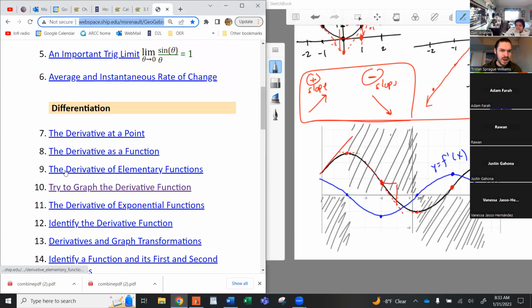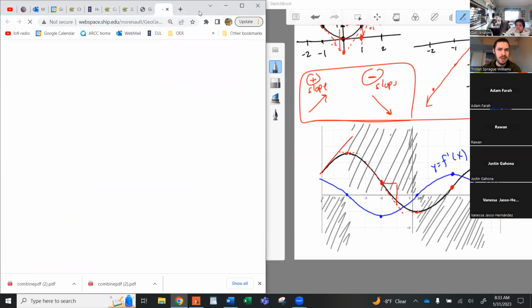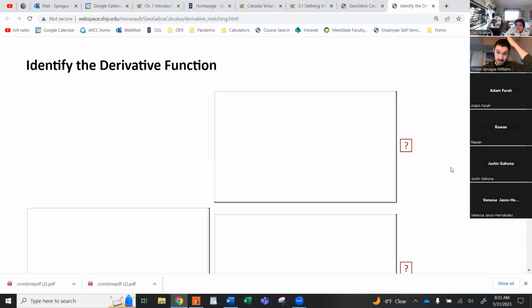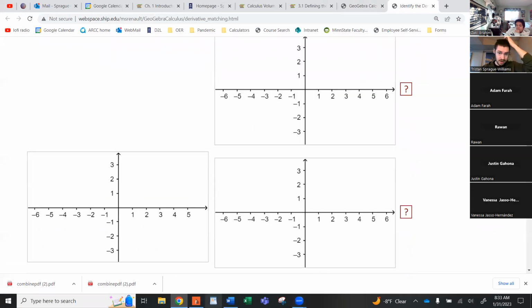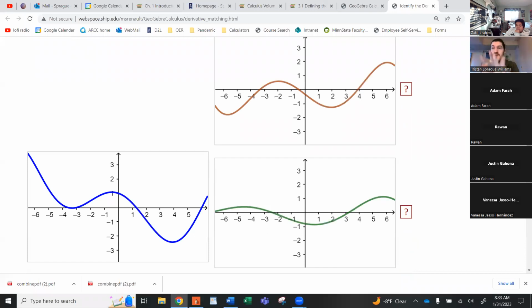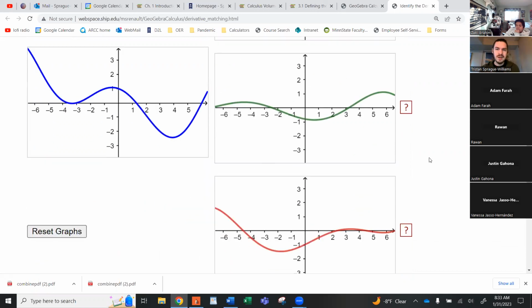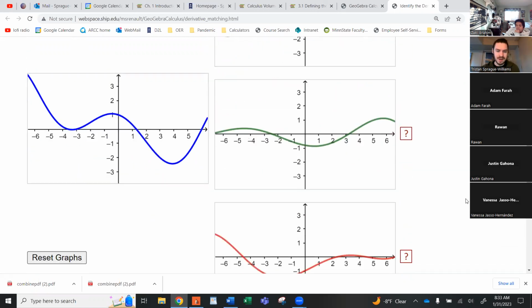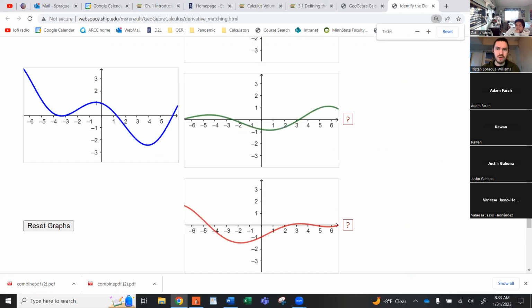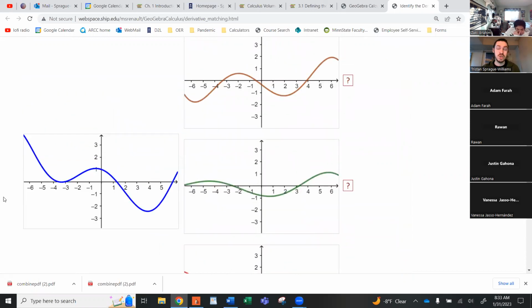The other one you might want to try is identify the derivative function number 12. This one is kind of cool. This is similar again to one of the exercises I put on the worksheet where I gave you these pictures that have two graphs. You have to identify which one is the function and which one is the derivative of the function. This is a little bit similar to that. The idea is to identify which of the possibilities is the correct graph of the derivative of the function shown.